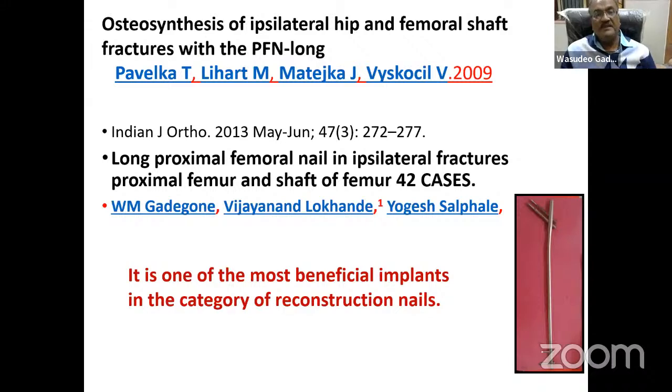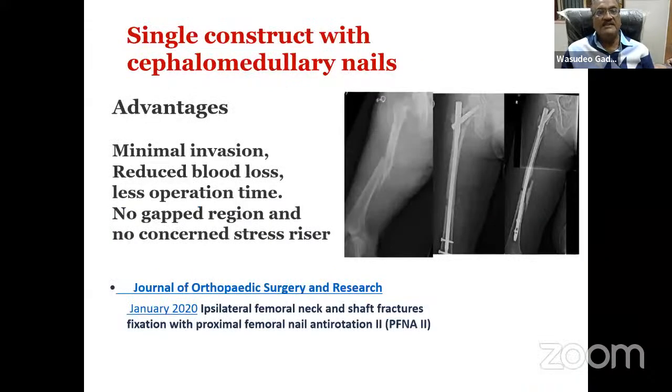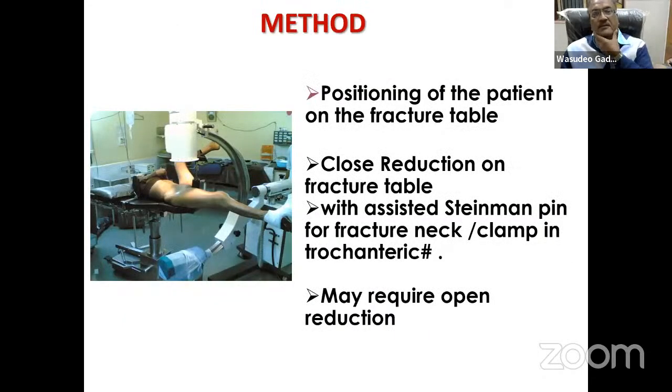And I also published a paper in 2013 on 42 cases. It is one of the most beneficial implants in the category of reconstruction nails, but we have to do it very properly, and technically it is a demanding procedure. This is an example, a single construct with a cephalomedullary nail, where both fractures can be fixed by minimally invasive surgery. And how to do it? Position the patient, and you can see with an assisted Steinmann pin for a fracture neck femur, or a clamp reduction of the trochanter, may require open reduction.